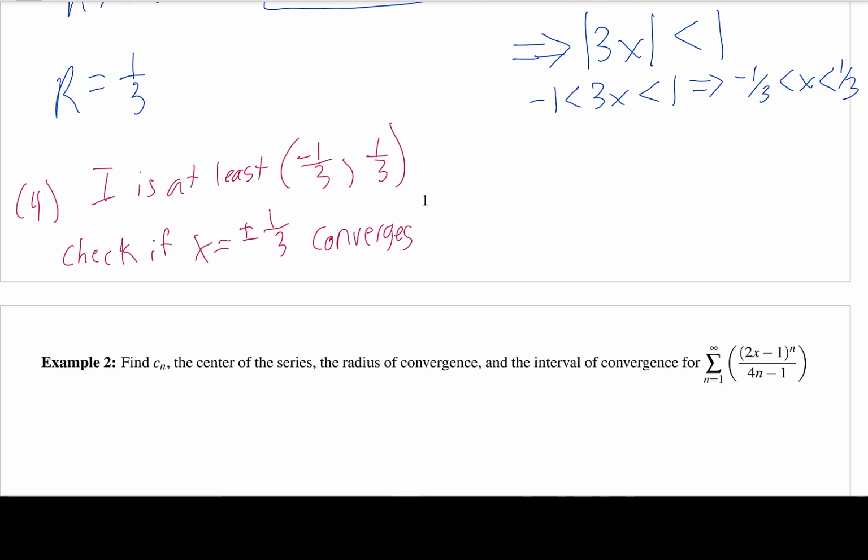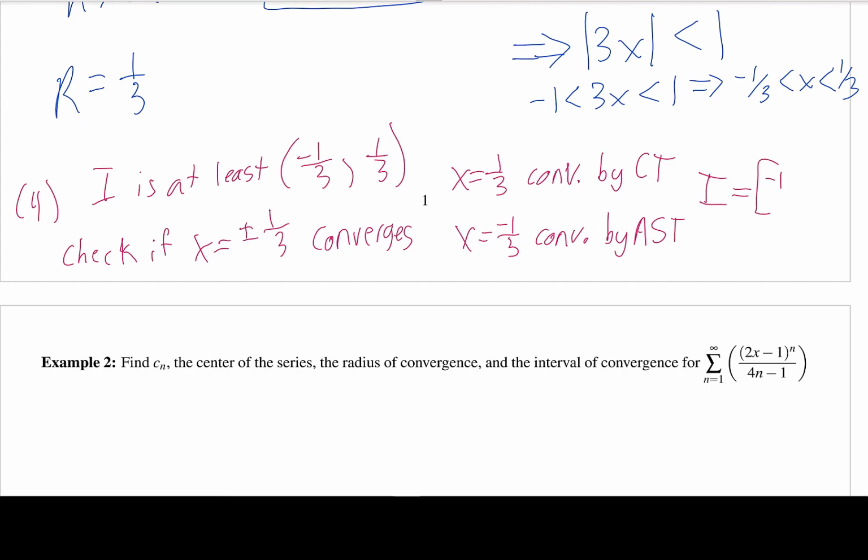So I'll tell you that x equals positive 1/3 converges by the comparison theorem, and x equals negative 1/3 will converge by the alternating series test. Since both of these converge, that means that I is going to be equal to negative 1/3 to 1/3.